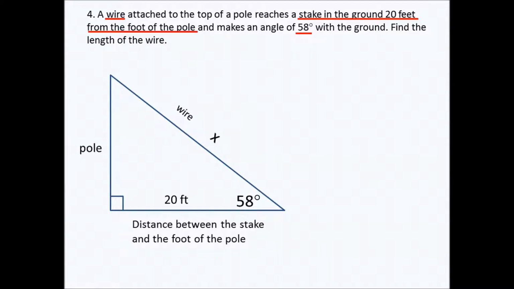The distance between the stake and the foot of the pole, which is 20 feet, is adjacent to the angle that's made between the wire and the ground. The wire is represented by the hypotenuse of this triangle. The trig function which relates adjacent sides with the hypotenuse is cosine. So cosine of 58 degrees is equal to 20 divided by x. The rest becomes algebra.